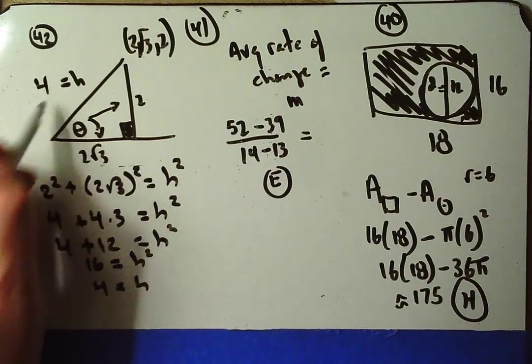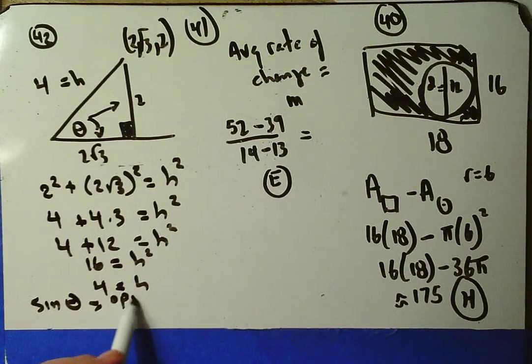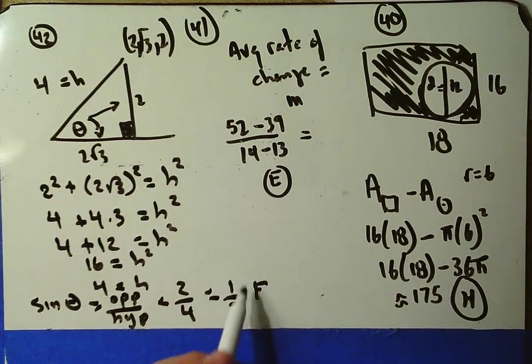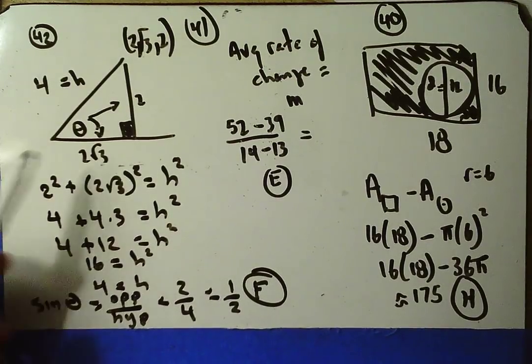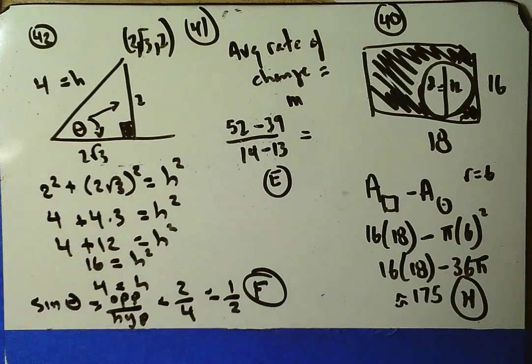And remember, we were looking for sine, and sine of theta is opposite over hypotenuse, or 2 over 4, which is 1/2. That corresponds to choice F. You might have recognized this as a 30, 60, 90 right triangle, and the sine of 30 degrees is 1/2. So we're happy with this answer, 1/2, for number 42. Okay, let's take a look at 43.